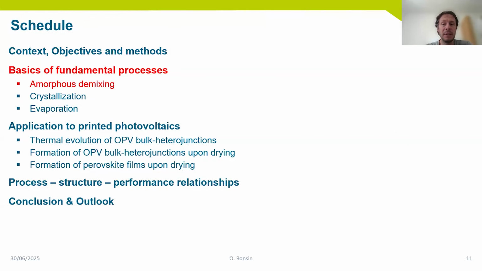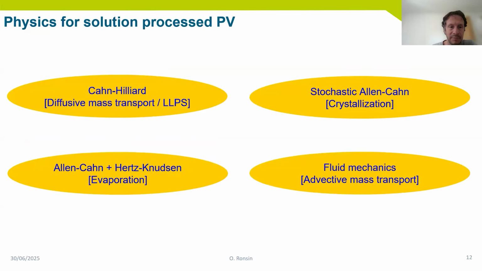Okay, so this was just to give you an overview, and now I would like to go to the basics of the fundamental processes, and we'll start with amorphous demixing, which is not the point for perovskite, but which is certainly very important for organic photovoltaics.